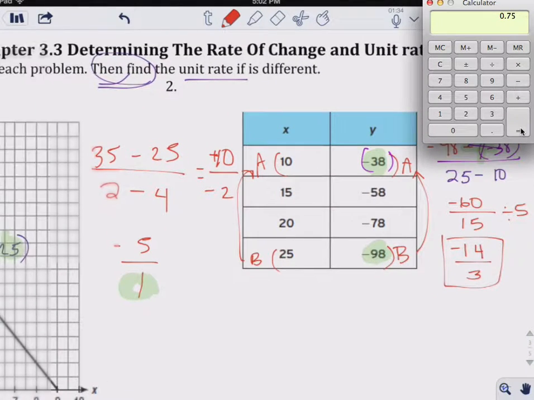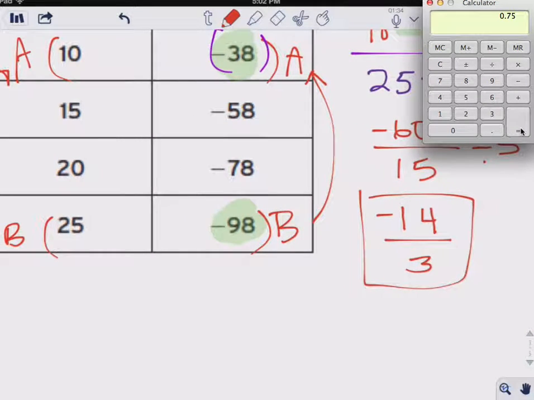Okay, this is the unit rate and the rate of change. This is the unit rate. This is called the rate of change. We want to find a unit rate where the denominator is 1. So use a calculator and divide that. 14 divide by 3. 4.666666. Oh, that's 4.67. Let's just round it.